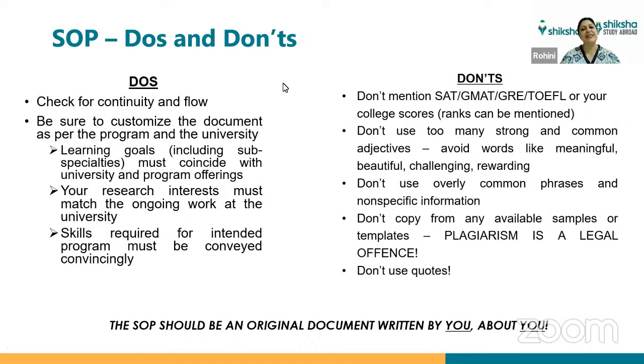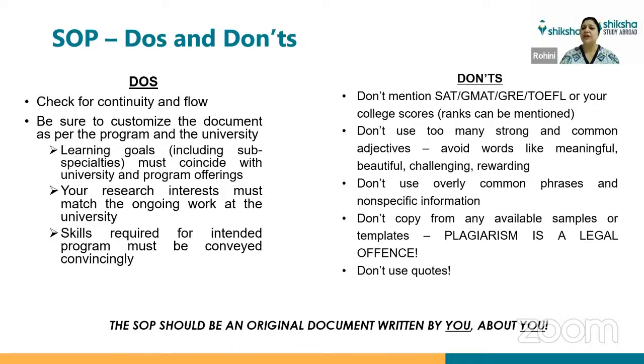While discussing SOPs, let's look at some do's and don'ts. First, the do's: check for continuity and flow. Be sure to customize the document as per the program and the university. Look at the learning goals, include subspecialties. They must coincide with the university and the program offerings. Your research interests must match the ongoing work happening at the university. Look at the skills required for the intended program and try and convey those convincingly in your profile.